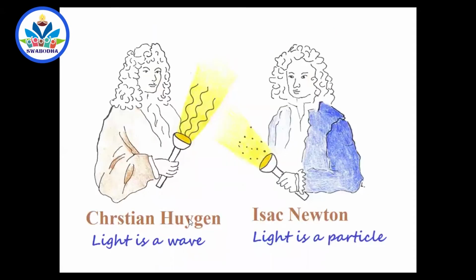Then came Christian Huygens, and Christian Huygens and Isaac Newton had a war. Some people were saying that light is a stream of particles, and because of its high speed, light travels in a straight line. But Christian Huygens said that light is a wave. This war went on for a few years, but Christian Huygens' wave theory stood strong for the reason that it could explain reflection, refraction, interference, diffraction, so many phenomena of light that were seen in those days.